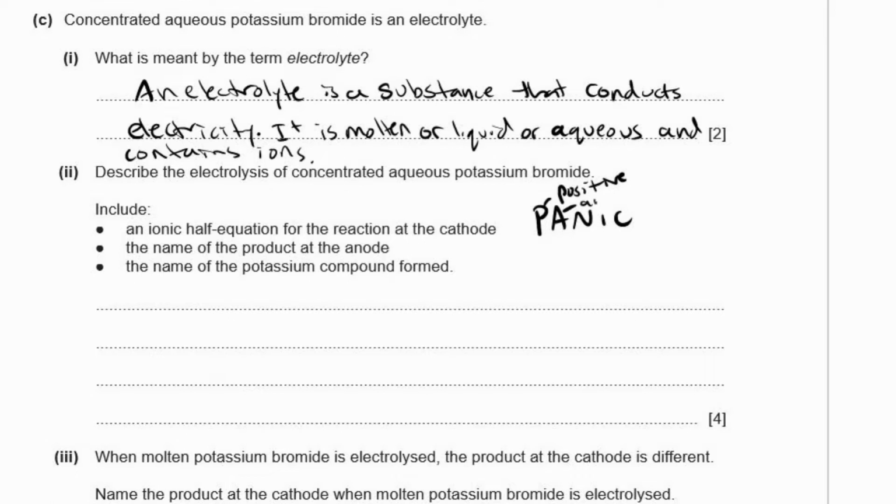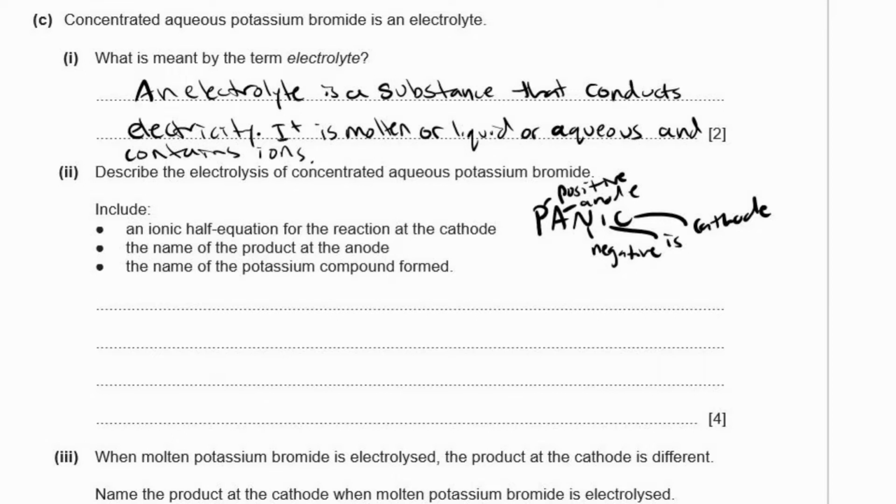Positive, anode, negative is cathode. The only time you should panic in a science exam. But I always write this whenever there's a question about electrolysis, even before I've read the question, because it often comes up about what's at the anode and cathode.